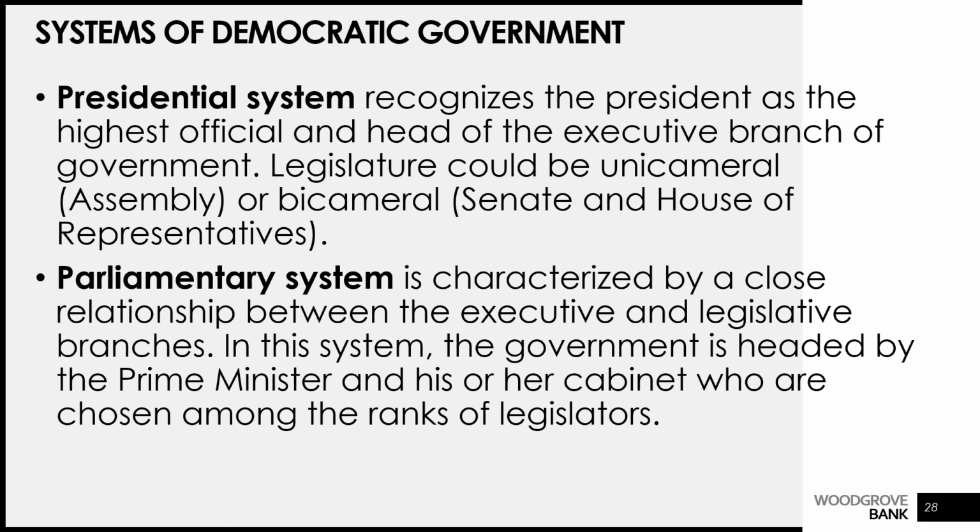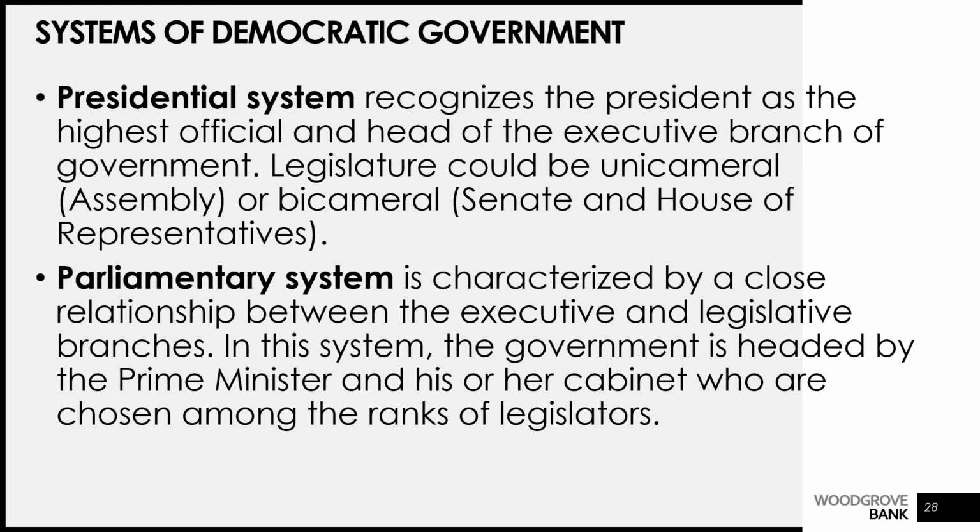Now, we will tackle the systems of democratic government. One of the systems of democratic government is the presidential system. It recognizes the president as the highest official and head of the executive branch. Legislature could be unicameral. When you say unicameral, it is ruled by one assembly, one legislative body. Bicameral, it is ruled by a Senate and a House of Representatives.